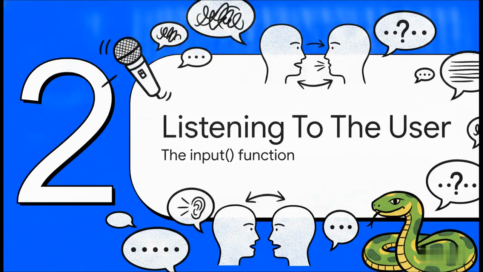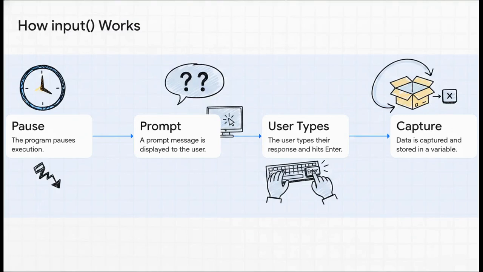Moving right along to section 2, listening to the user, featuring the input function. Because let's be honest, a good conversation is always a two-way street. The input function works like a set of very clear instructions. First, it pauses the program. Then, it asks a question, waits for the user, and finally saves that response so we can use it later.